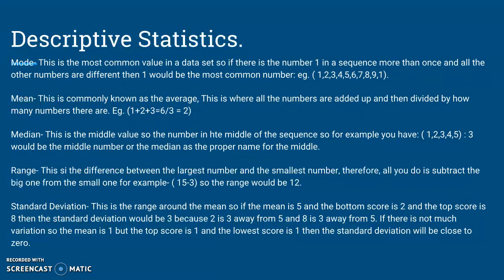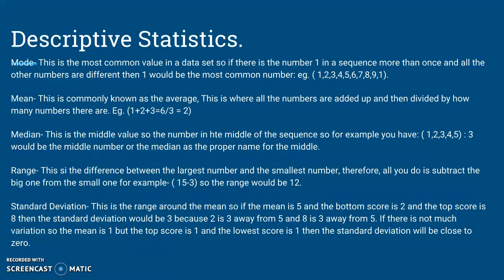The median. This is the number in the actual middle of the sequence. So if you have a number sequence of 1, 2, 3, 4, 5, the middle number would be 3. The range. This is the difference between the largest number and the smallest number. So if the largest number is 15 and the smallest number is 3, then the range would be 12. And standard deviation, this is the range around the mean.